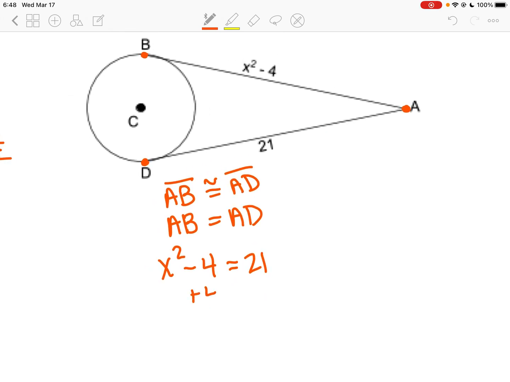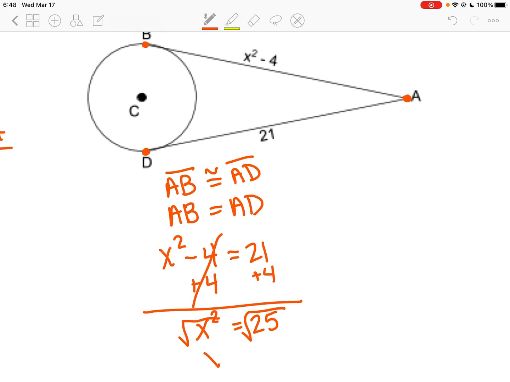So to do that, I'm going to add 4 to both sides. And then I get that x squared equals 25. And I'm trying to find the value of x here. So to do that, I do the square root. And if I take the square root of 25, I get 5.